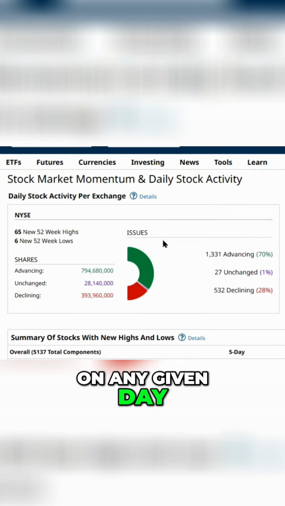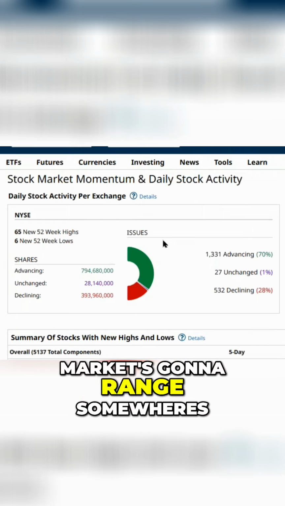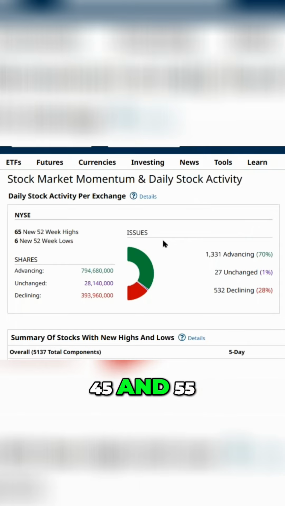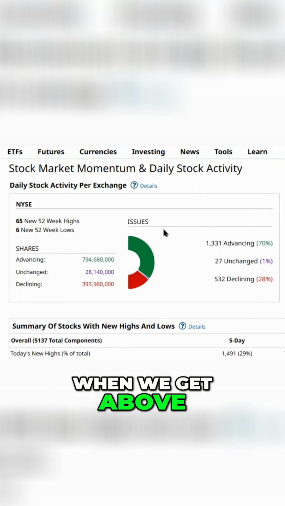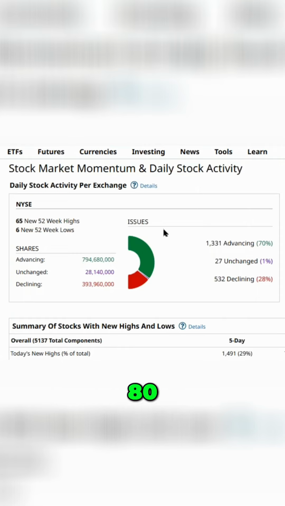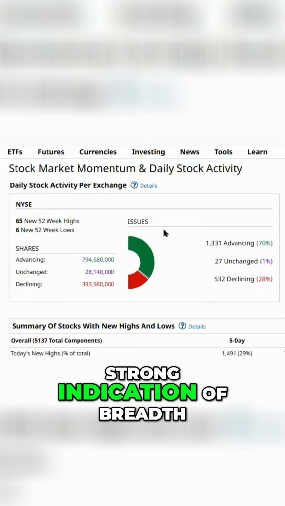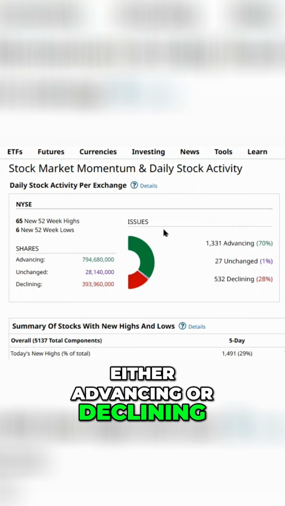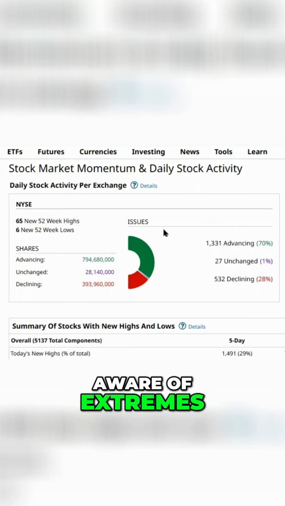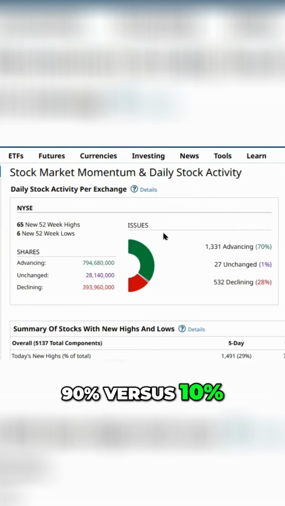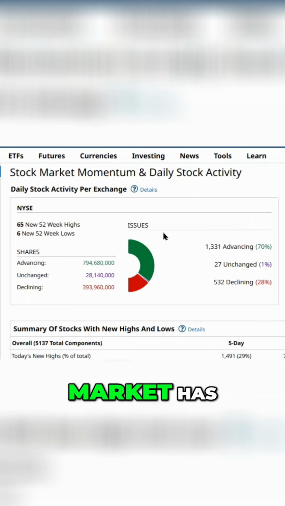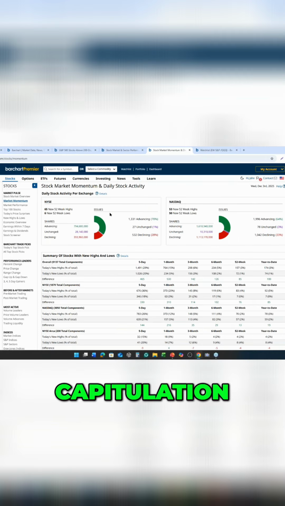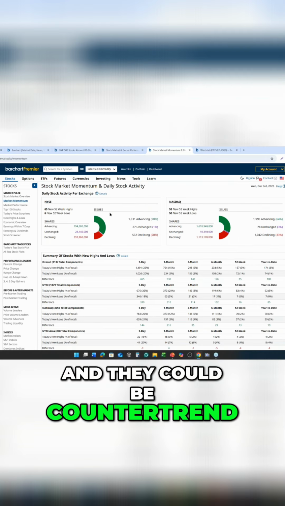Now, on any given day, what you're going to see is the market's going to range somewhere between 45 and 55 between the advancing and declining, or 40, 60, something like that. When we get above, let's say, 70, 80, or even 90, that could be a very strong indication of breadth, either advancing or declining. Now, we want to be aware of extremes, 9 to 1, 90% versus 10%. Those usually are moments when the market has either exuberance or maybe some type of capitulation. And they could be counter-trend indicators.